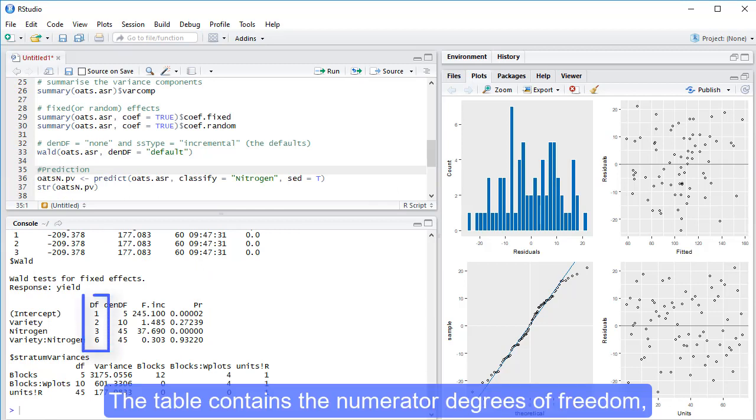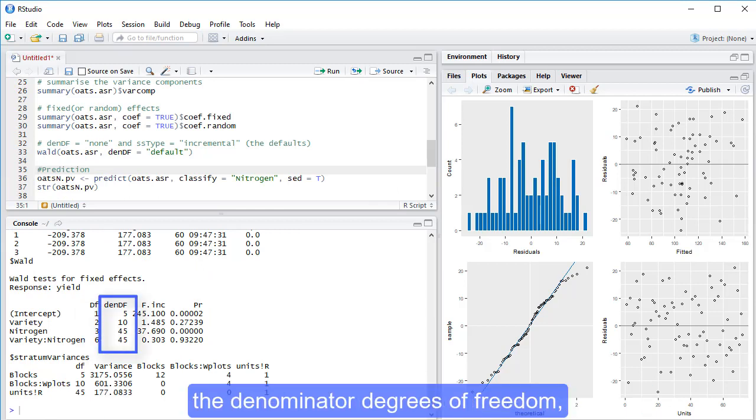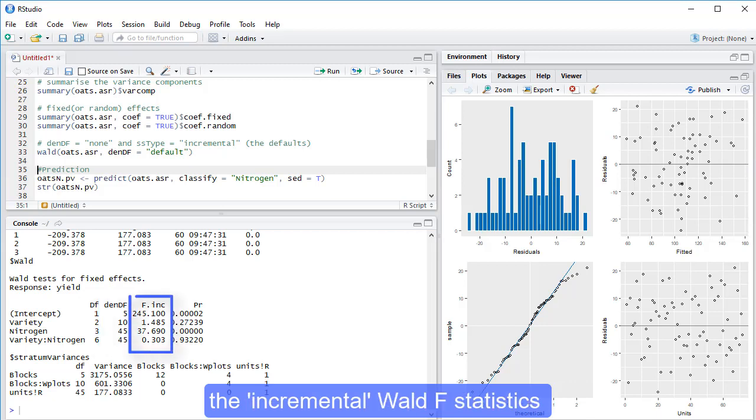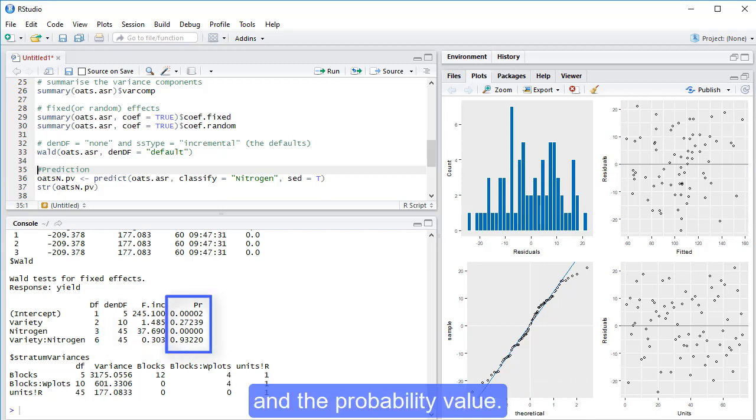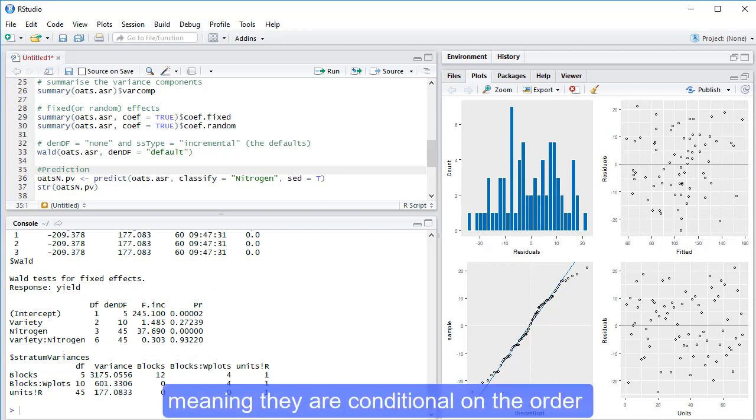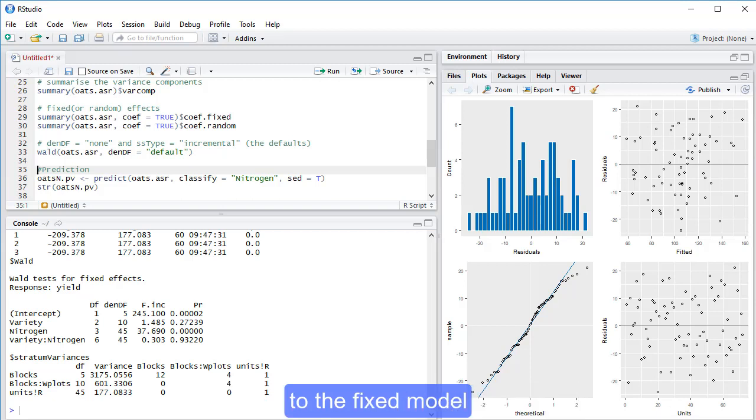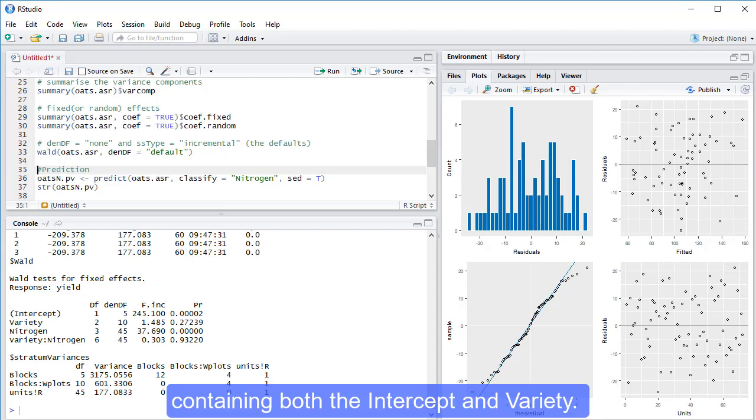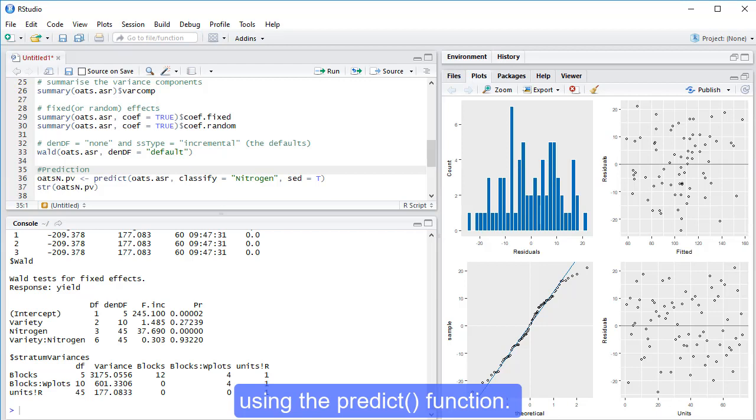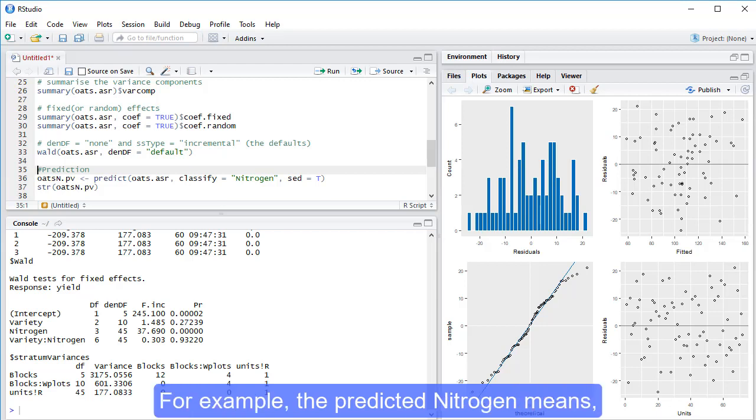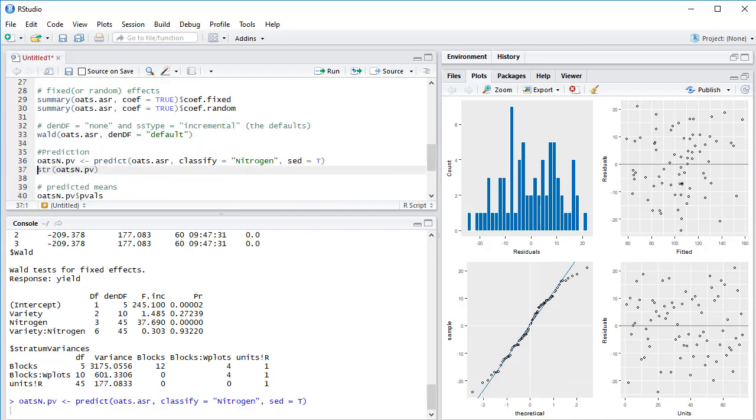The table contains the numerator degrees of freedom, the denominator degrees of freedom, the incremental Wald F statistics, and the probability value. The tests are sequential, meaning they are conditional on the order the terms were nominated in the model. For example, the test for nitrogen represents the effect of adding nitrogen to the fixed model containing both the intercept and variety. Predicted means can be obtained using the predict function. For example, the predicted nitrogen means, with standard errors of the differences, are obtained using the following command.